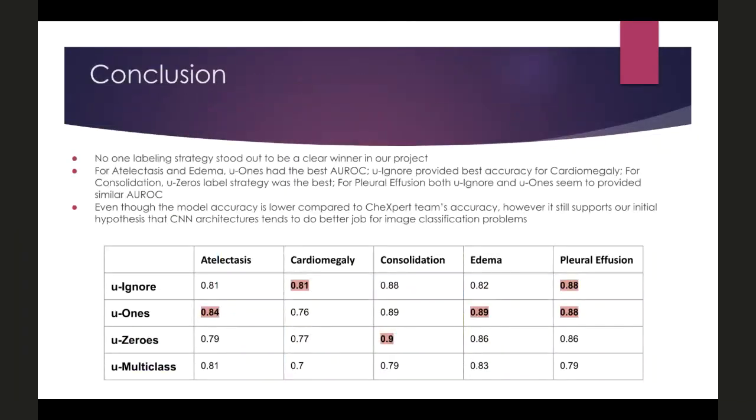In terms of conclusion, at the end of the day, no one labeling strategy stood out as a winner, but on average, we think U1 was better than the remaining three labeling strategies. Lastly, even though our model accuracy was lower compared to the CheXpert paper, we still think that our initial hypothesis holds true: convolutional neural network architectures are well suited for image classification, and we certainly believe it's one of the best ways to train models for image classification problems. Can you go to the next slide, please?